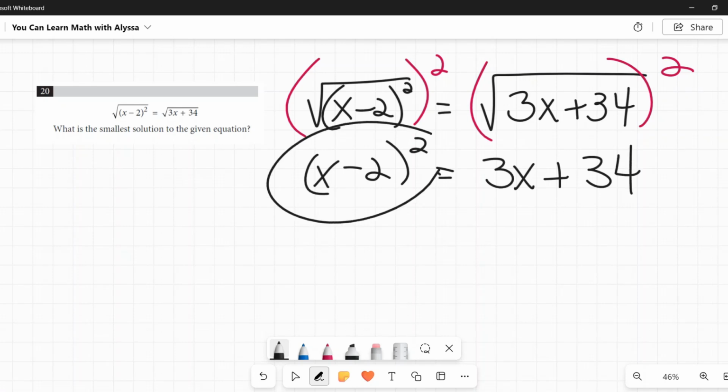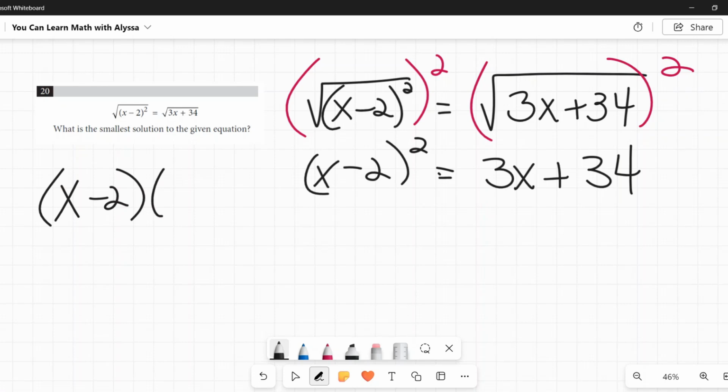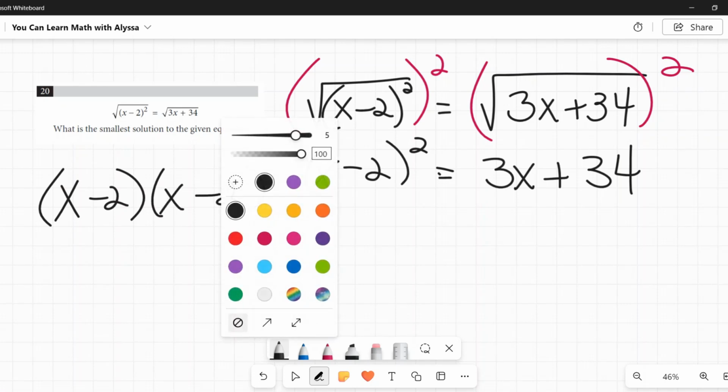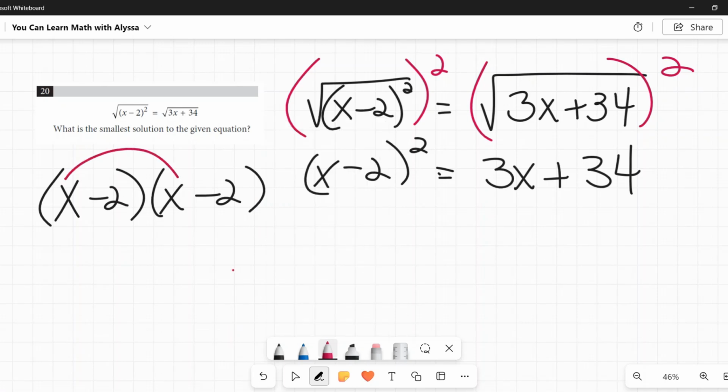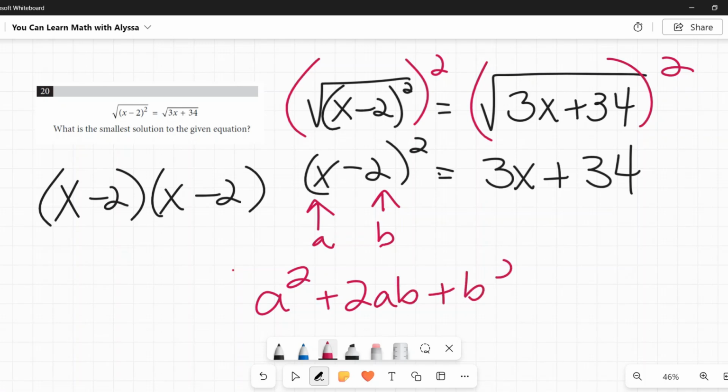Now I want to expand this x minus 2 squared, and you can do that one of two ways. You can write it out, x minus 2 times x minus 2, and then do FOIL: you multiply the first, outside, inside, last, and combine. Or if you know the pattern for squares, with this being our A and this being our B, what you're going to get every time is A squared plus 2 times A times B plus B squared. This is the shortcut. If you memorize that pattern, you can do this very quickly. You don't have to go through FOIL.